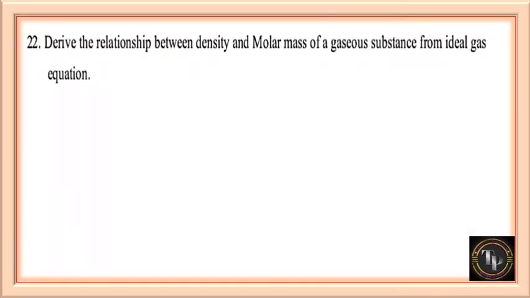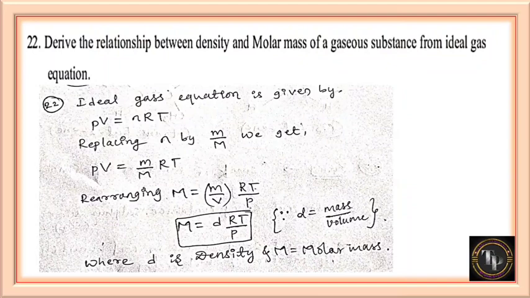Derive the relationship between density and molar mass of a gaseous substance from the ideal gas equation. You know the ideal gas equation, PV is equal to nRT. We're replacing n by small m divided by capital M. What is the meaning? Small n means the number of moles. Number of moles is equal to mass divided by molar mass, therefore m divided by capital M. So PV is equal to m divided by capital M into RT.